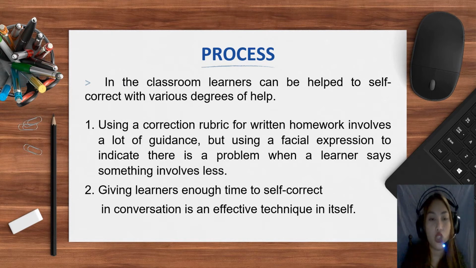Next is the process of self-correction. So in the classroom, learners can be helped to self-correct with various degrees of help. Number one, you may use a correction rubric for written homework, but this involves a lot of guidance and, of course, effort. But the simplest way to indicate that the learner committed a mistake is by using facial expression. That shows that you are not yet satisfied with the answer. But always remember to do it in a very nice way so that it will not embarrass the learner.